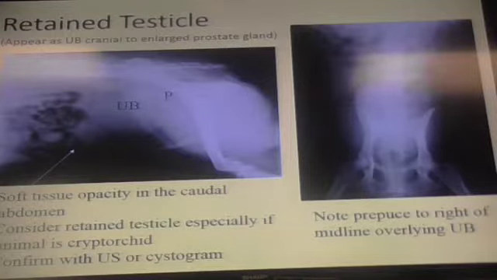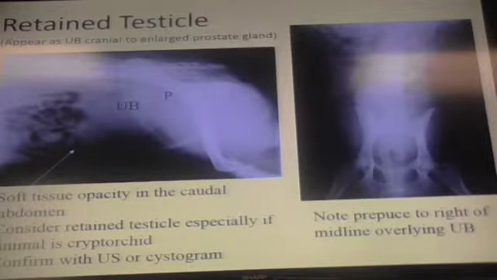As I stated, look at this one. This one was a retained testicle, but if I didn't have these labels, you would look at that and say, oh, okay, this is a male dog. You would say this is prostate gland and this is the bladder. If you didn't have these letters on it, that's what it looks like. So retained testicles can look like the urinary bladder. They usually stop right at the cranial margin of the bladder. So just do a simple contrast study.